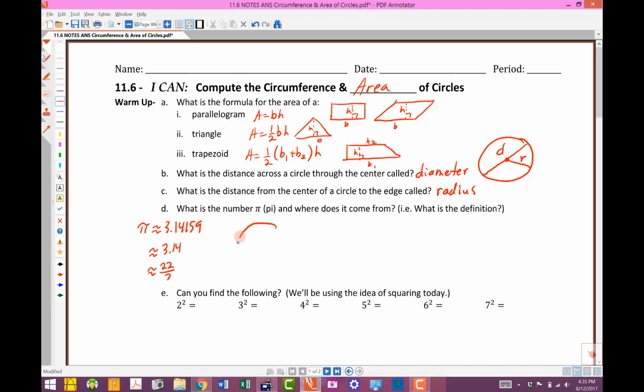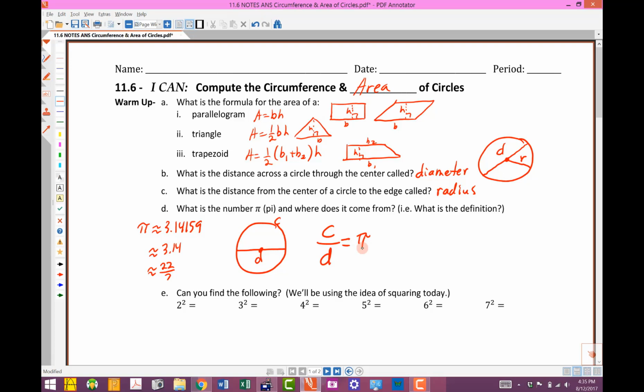Now, where it comes from, that's a great question. So I'm going to draw a circle again, and I'm going to draw a diameter. Okay. And so here's what we've got. We've got this circle, and we've got an outside distance, the perimeter, if you want to think of it that way. That's called the circumference, and then we've got the diameter. So the diameter is right here, and then all the way out around the outside is the circumference. So pi is actually a ratio. Pi is the ratio of the circumference divided by the diameter. So that's what pi is.